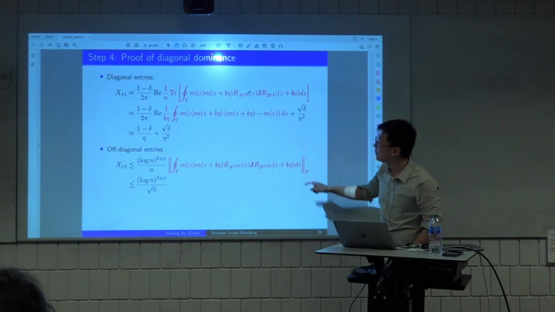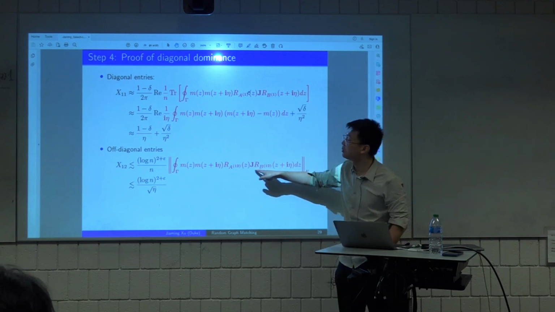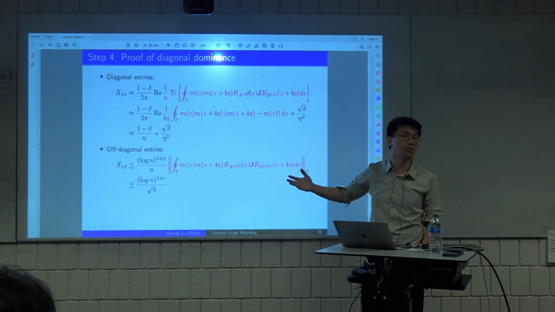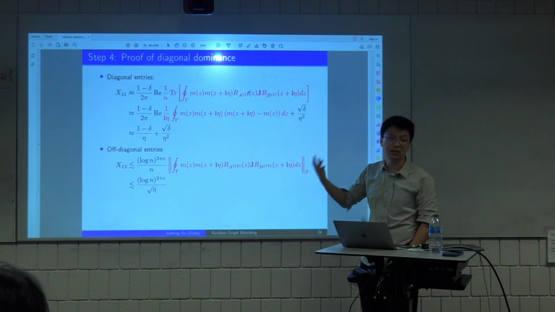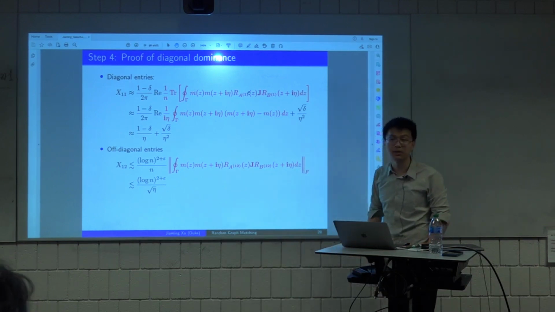Okay, but I kind of skipped this a little bit, there's some calculation you need to do by plugging in the local law. For the off diagonals, you do the same thing. So you want to bound this Frobenius norm. Again, there's a random part, but you're going to use the local law to replace it by the deterministic part, and then evaluate the contour integral. So you will get this bound.